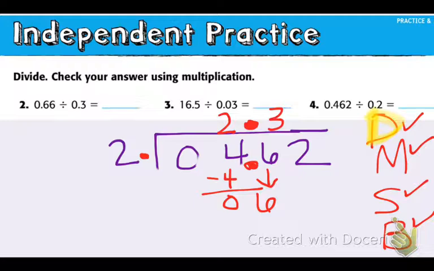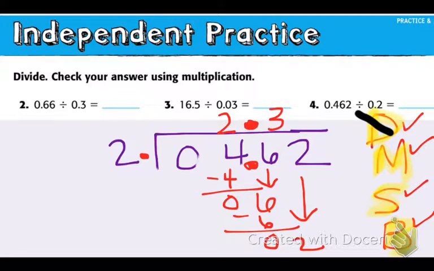3 times. Notice I put the 3 above the 6. What is 3 times 2? Because I can subtract it. Well, I know that's 6. There's nothing left. Finally, bring down that last digit, which is a 2. Go back to divide. How many times will 2 divide into 2? 1 time.